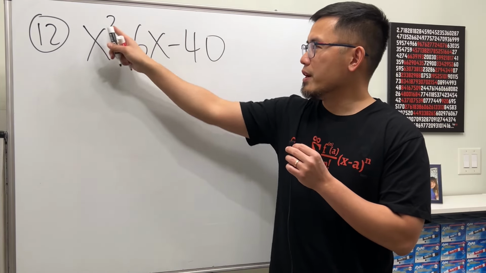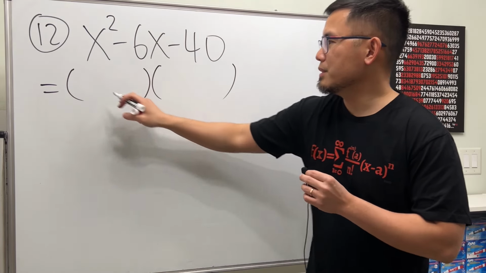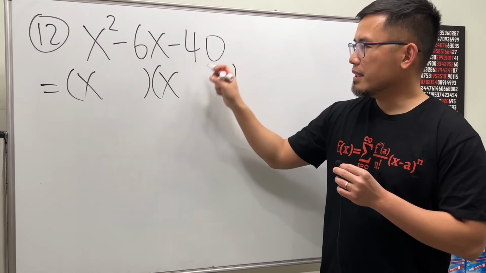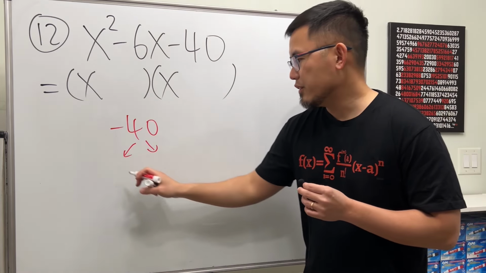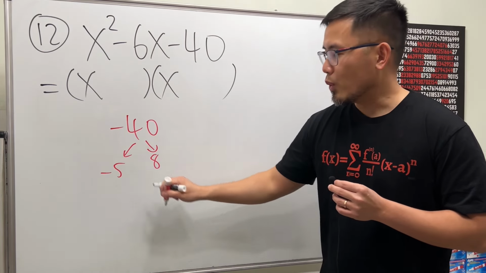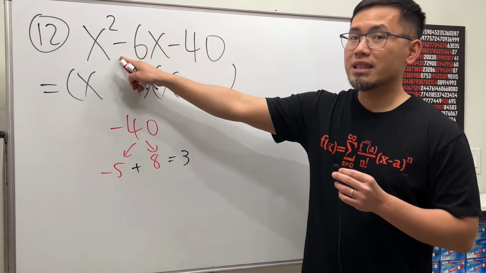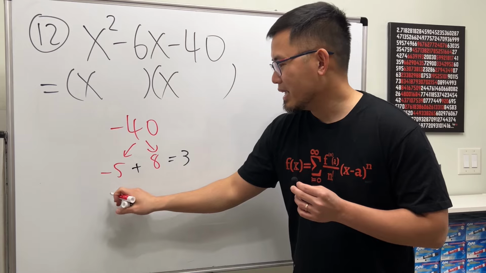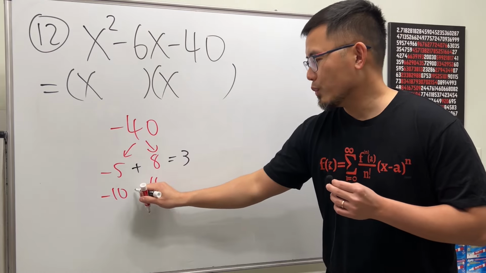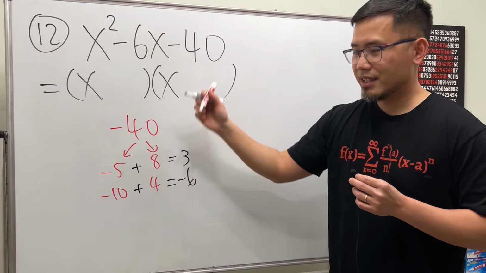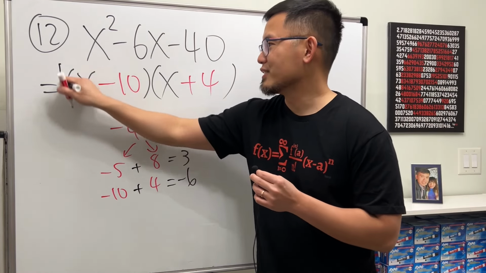Another one, x squared minus 6x minus 40. Because this is just x squared, so we just have to do this, x and x. And then write down negative 40, and think about 2 numbers that multiply to be negative 40. Let's say if we get negative 5 and 8. But when we combine them, what do we get? This is positive 3. No, because we are trying to get negative 6. And if you try negative 10 and 4, they multiply to be negative 40, and when we add them, we do end up with negative 6. So we need x minus 10 and x plus 4, just like this.